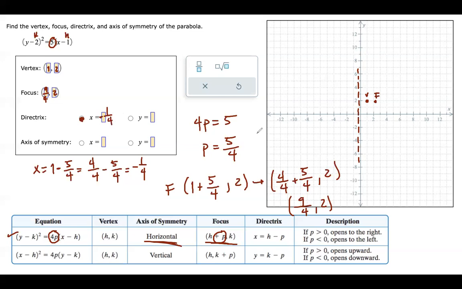To find the axis of symmetry, that's very simple. The axis of symmetry is an imaginary line that splits the parabola in half. So if the parabola is opening like that, I don't know exactly how much, but I know that a horizontal line would split the parabola in half, and it's going to be at y equals 2. The axis of symmetry basically is the k value when you're dealing with a horizontal parabola. So it's y equals k. And when you're dealing with a vertical parabola, the axis of symmetry is x equals h.